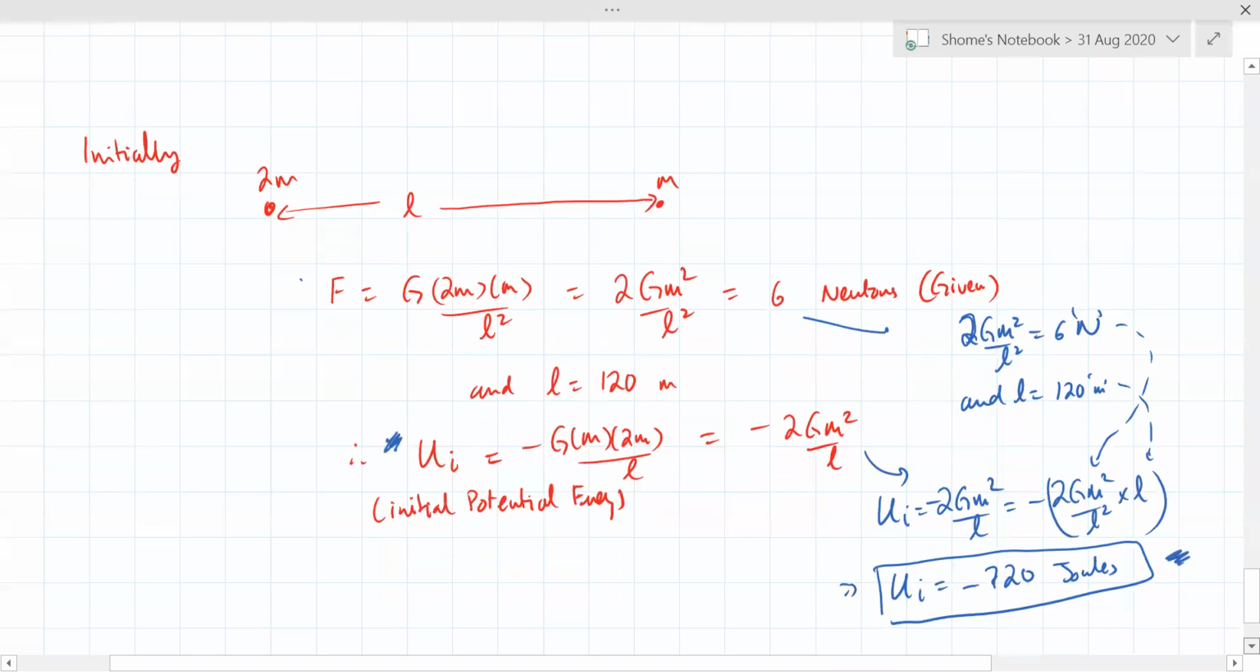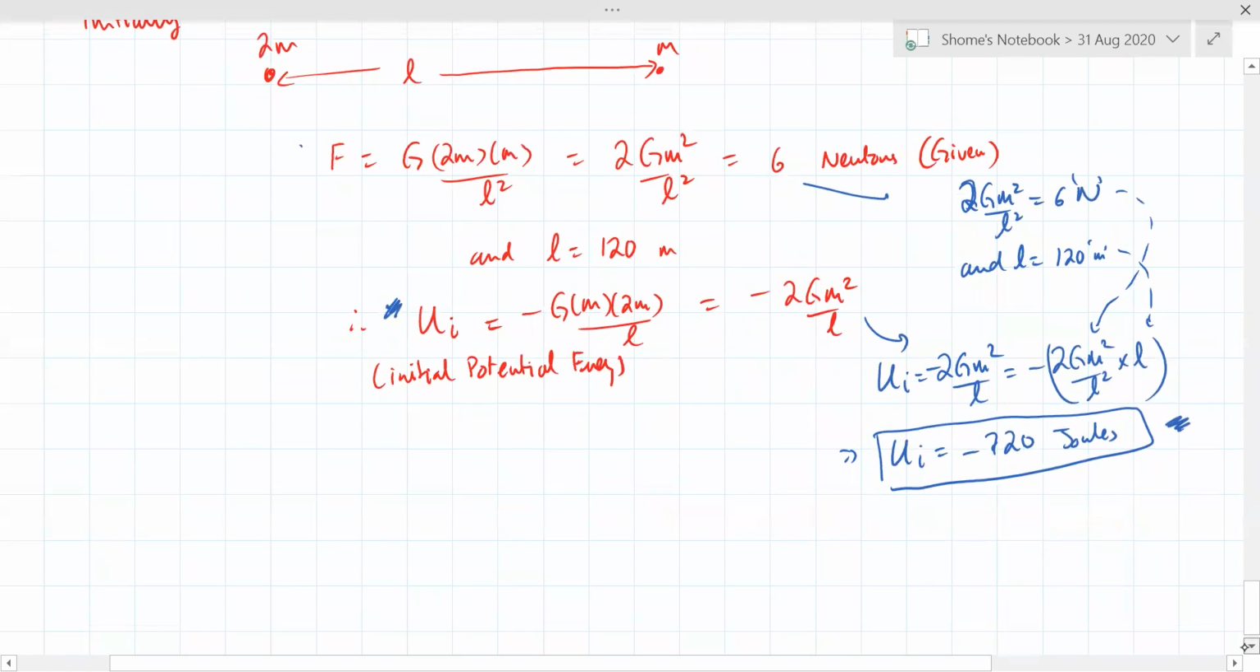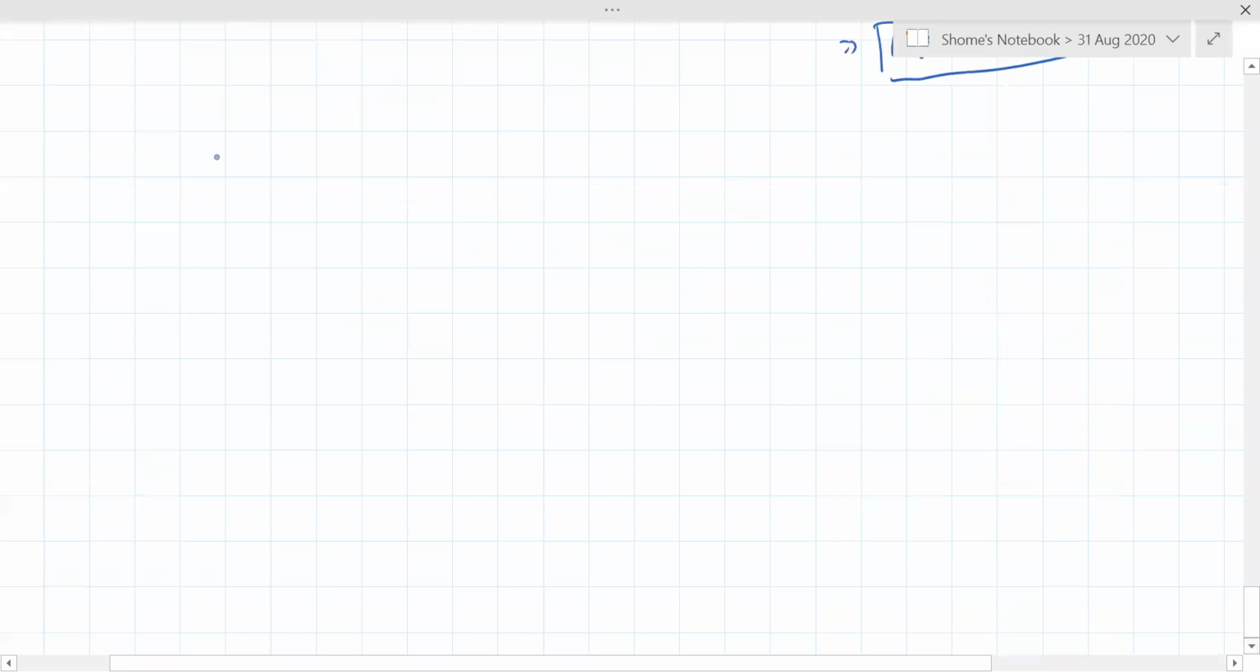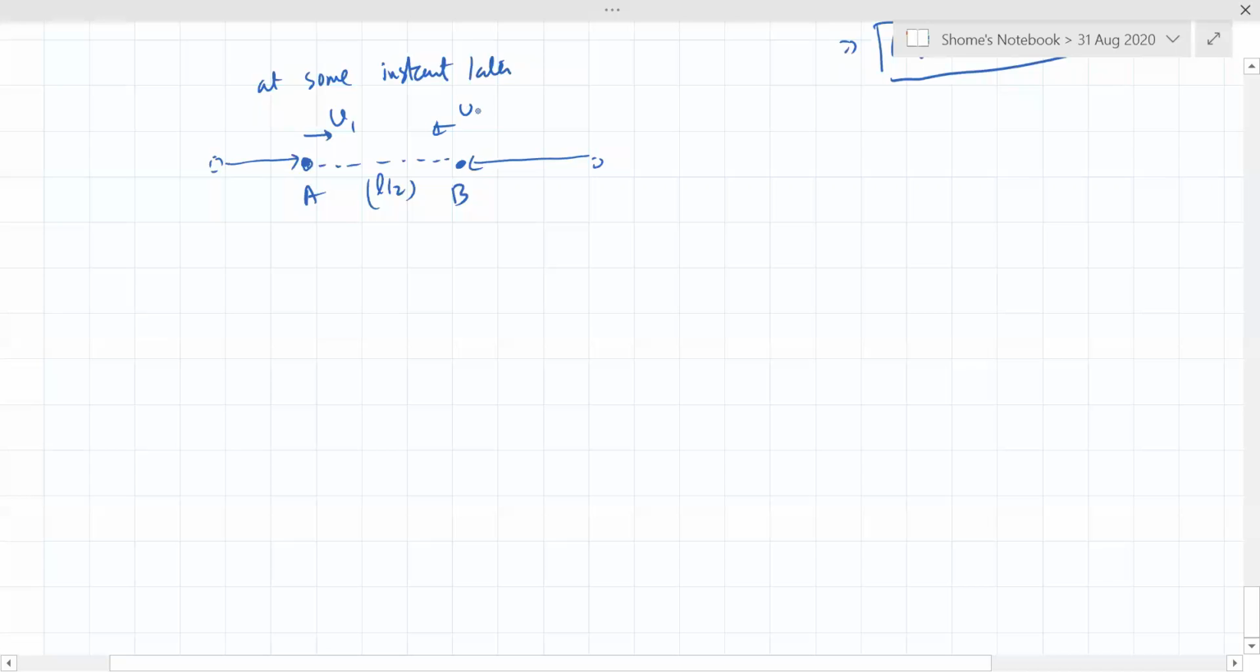Okay. Now the next thing we'll see is by the time the distance between them changes. Because of that attractive force, A has supposedly moved from here to somewhere here, and similarly B has moved from here to somewhere here. So at some instant later, A is here and B is here, and the distance between them has now become L by 2. Okay, so by now A has gained some velocity v1, let's say, and B has gained some velocity v2. A's mass, remember, was 2m.